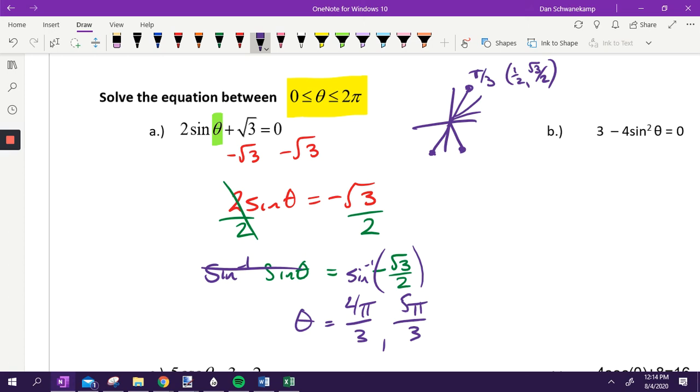Again, this isn't magic. If I looked at the unit circle, right there the y value is negative radical 3 over 2 at 4 pi over 3. Right there, it's negative radical 3 over 2 at 5 pi over 3. They're real things. It's just a matter of understanding.